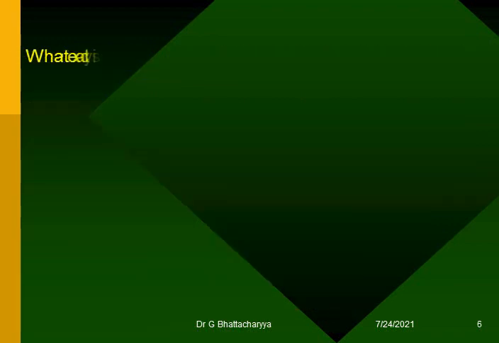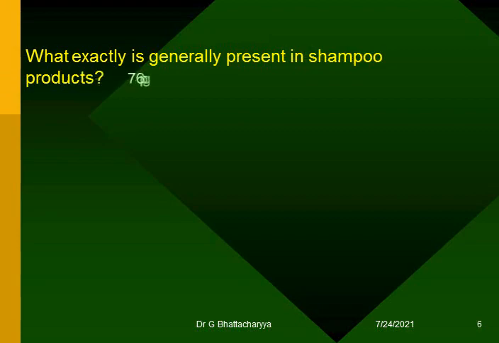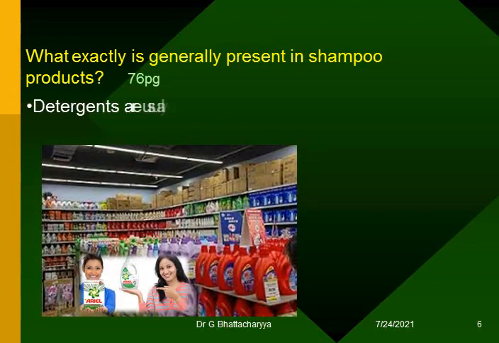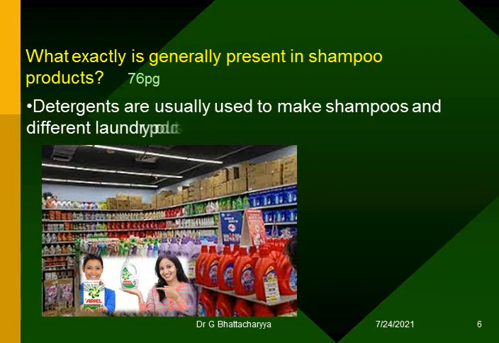What exactly is generally present in shampoo products? Detergents are usually used to make shampoos and different laundry products for cleaning clothes.